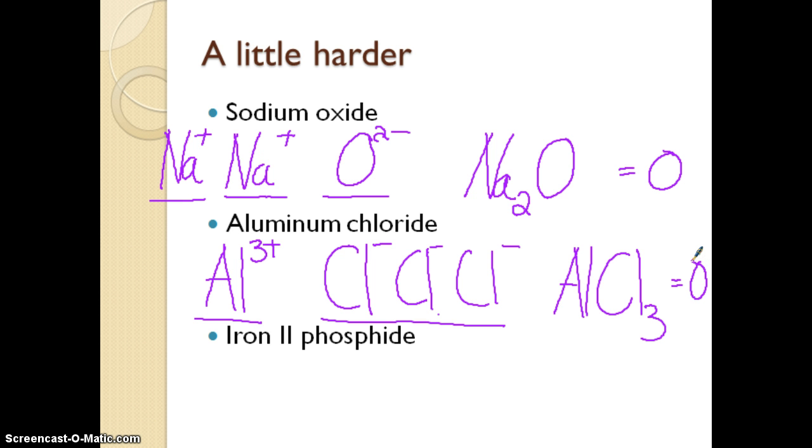So I'm good. And you don't have to write the equals 0. I'm just trying to remind you that together it is a neutral compound, and that's why we don't have any charges in the corner. Okay? So let's try one more. Iron 2 phosphide. So iron is Fe2+, and phosphide is P3-.